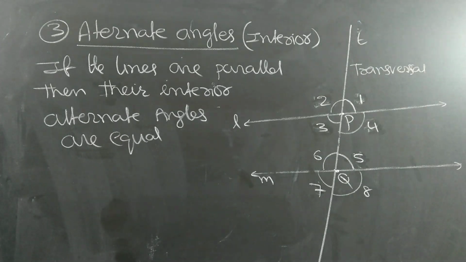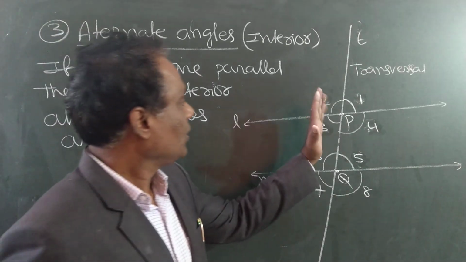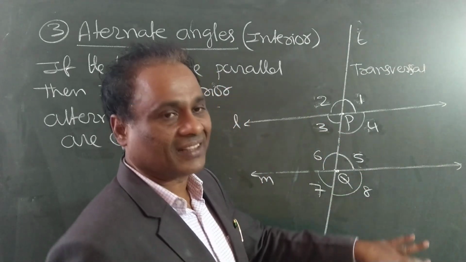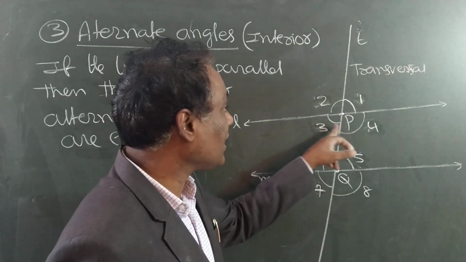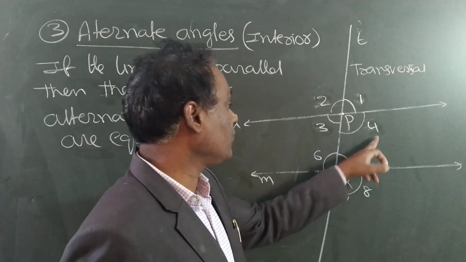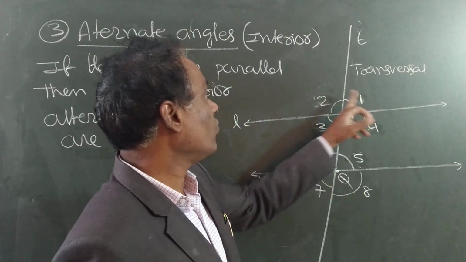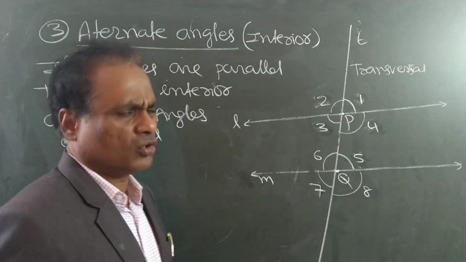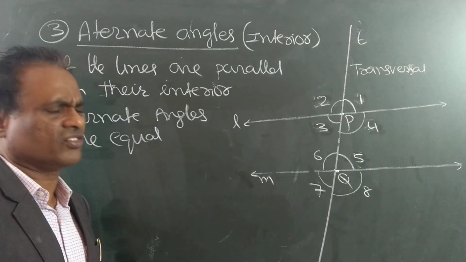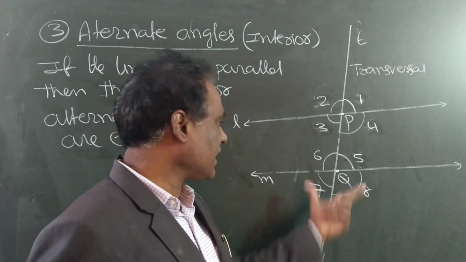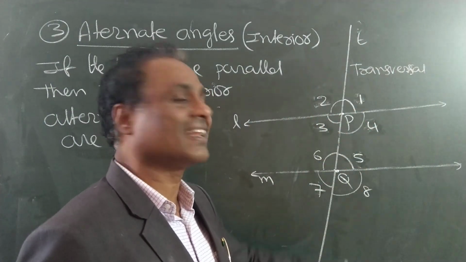So what is meant by interior alternate angles? Now I will explain. Opposite sides of the transversal, one angle this side, one angle that side. Interior means these: 3, 4, 5, 6 are all interior angles. 1, 2, 7, 8 are exterior. That you should know, but again I will tell that definition also. These inside are interior.